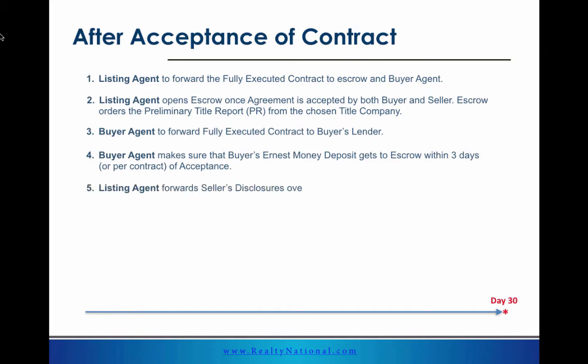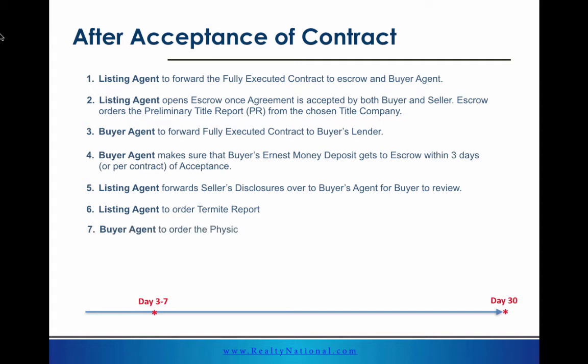Within the first 7 days, it's the listing agent's responsibility to get the seller's disclosures over to the buyer's agent for the buyer to review them. Also, during these first few days, the listing agent should order a termite inspection on the property if it's been requested by the buyer.